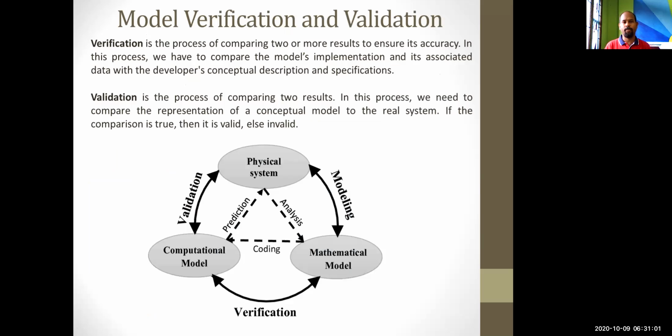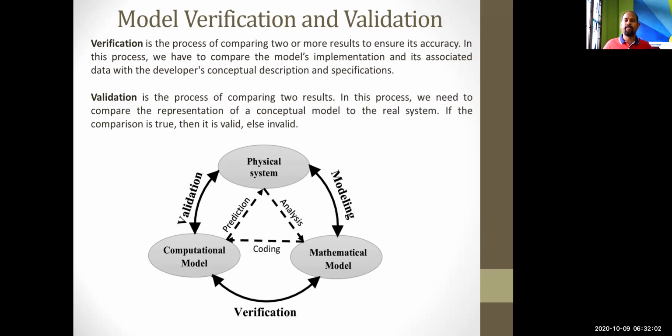The fourth step is model verification and validation. For each and every simulation, verification and validation is an important part. Verification means whatever things are developed will be verified with the desired output, desired result, and it will be checked with the specifications. What are the specifications of the problem, specifications of the simulation? So if we see the definition, verification is the process of comparing 2 or more results to ensure its accuracy. In this process, we have to compare the model's implementation and its associated data with the developer's conceptual description and specifications.